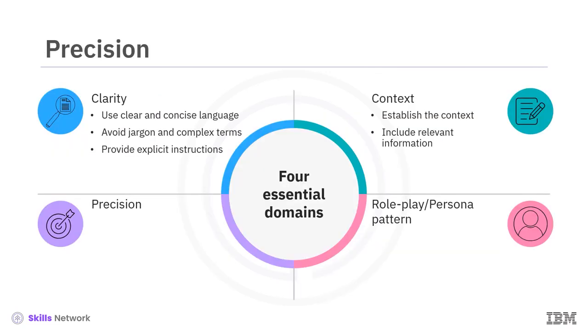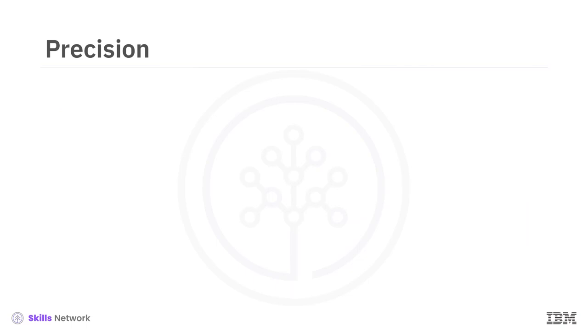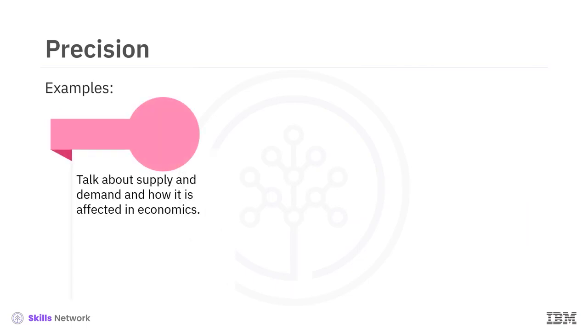Another important dimension for creating effective prompts is precision. Precision helps outline your request in the prompt. If you're searching for a particular kind of response, express that with clarity. Examples incorporated within your prompts can help the model understand what kind of response you're looking for and direct its thought process. For example, in the prompt, "Talk about supply and demand and how it is affected in economics," there's no precise outline of a particular kind of response and no examples.